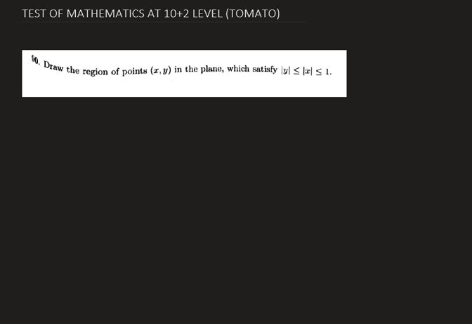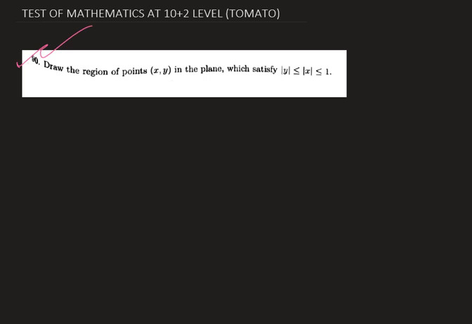Today we are going to solve one problem from Test of Mathematics at 10+2 Level, which is very well known as TOMATO. This book is published by the Indian Statistical Institute to help students in their preparation for the PSTAT or BMAT examination. So let's start with this problem.